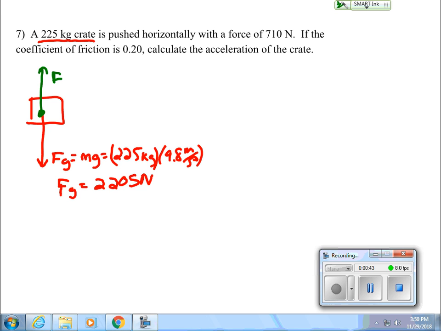Okay, now my force normal is just the force that's completely opposite. It's what's normally there. We don't even really pay attention to it much, unless you're a really smart physics student. You have 2,205 newtons, just pointing in the opposite direction.